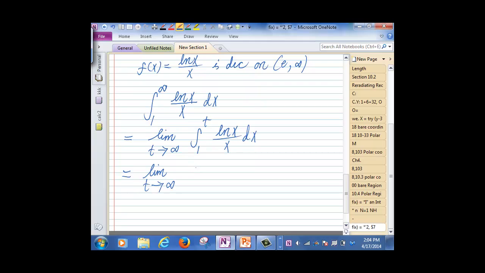Very good. So you're going to use u to be ln of x, and then du would be what? 1 over x dx. So I could say then 1 over x dx together becomes du, and then ln of x becomes u. So you get u du. And how do the limits change? How does the lower limit change? Lower limit becomes 0, and the upper limit becomes ln of t.